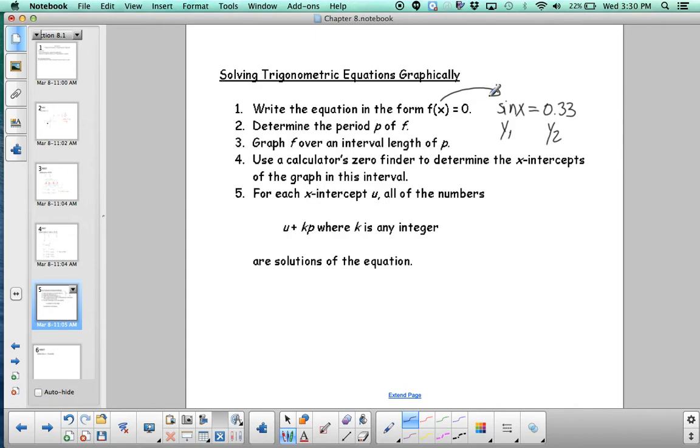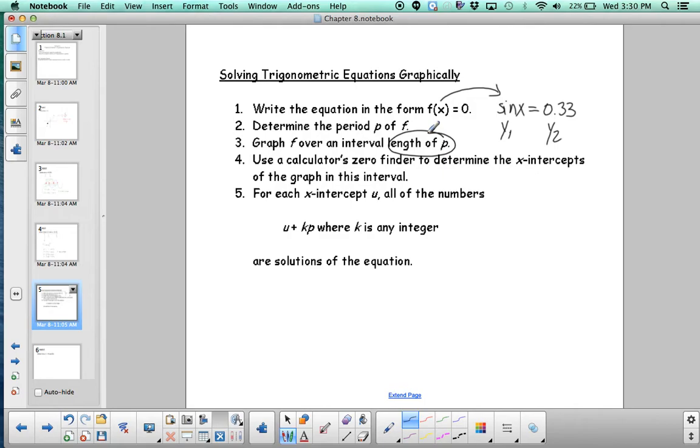Then we determine the period p of f. So what we did is we determined the period by looking at the graph. So if you look at the graph, you can see the key is what you're looking for is how long before you see repetition. And when you determine that, then you can determine your period. And so then the next thing you would do is graph over at least that period p. More is fine, less is not okay.